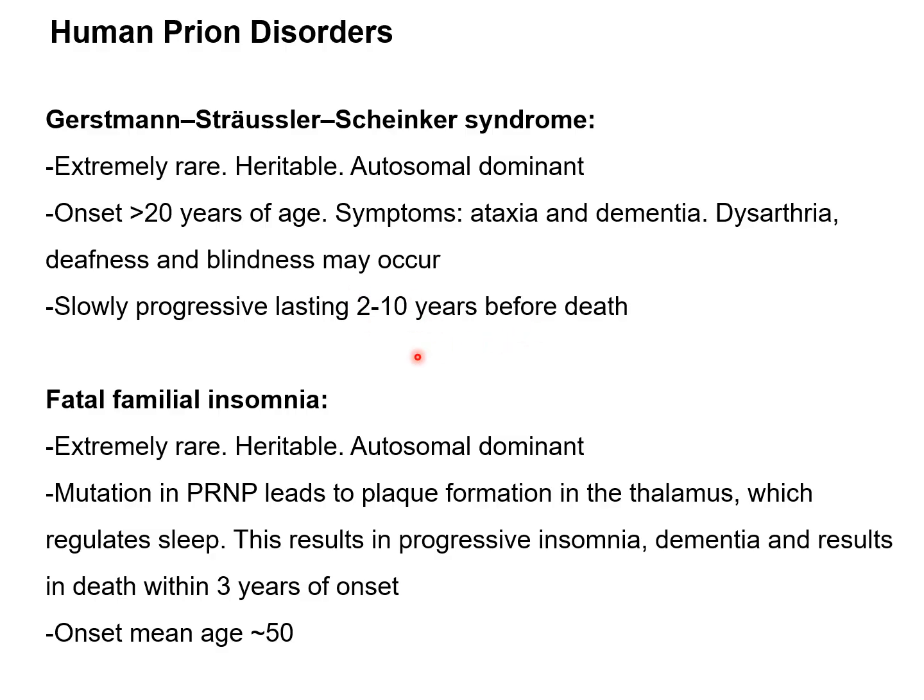As for fatal familial insomnia, also similar to the other TSEs, but what's happening here is that we have plaque formation in the thalamus, and the thalamus regulates sleep, so the person has progressive insomnia, and of course this is quite bad for anybody's system. This results in dementia and then death within 3 years of onset. The mean age of onset of the disease is about 50 years of age.